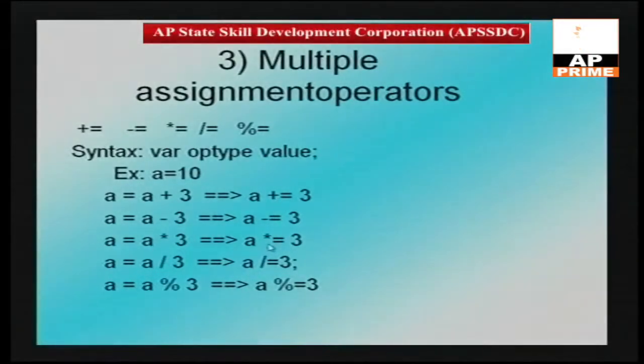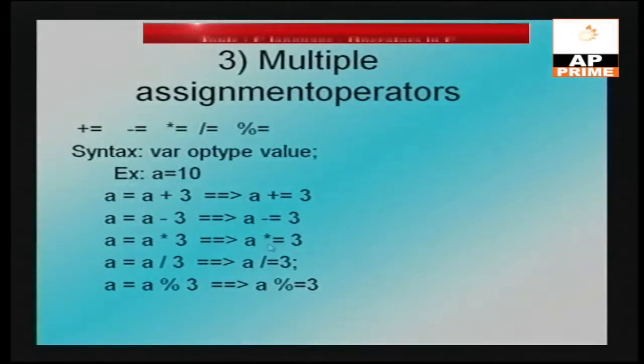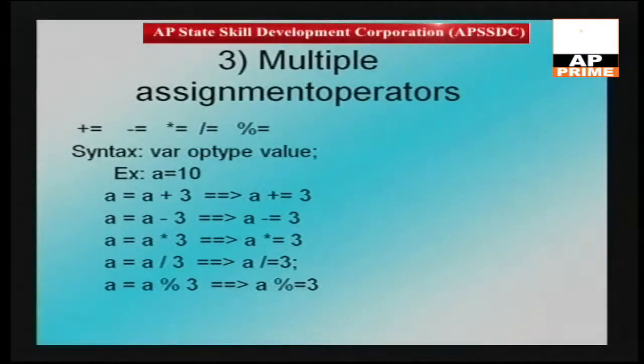What is the meaning of multiple assignment operators? Single assignment operator means only one time you have to assign the value. Multiple assignment operator means the same variable you want to assign multiple values. Single assignment means the value is assigned only once. Multiple assignment means the same variable you can assign a value multiple times. It is called as multiple assignment operator.